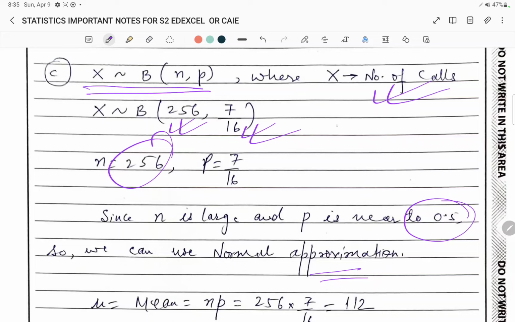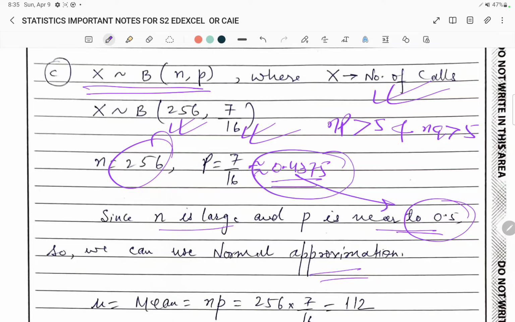But we can use this other result also: NP is greater than 5 and NQ is greater than 5. If these two are valid, then also we can use normal approximation for this binomial. By the way, we are using n is large and P is 0.5. So 7 over 16, if you check, is 0.4375. Okay, but here there is a confusion. Is 0.4375 near to 0.5 or not? Some students will say that it is less, it is about 0.4. So what should we do?